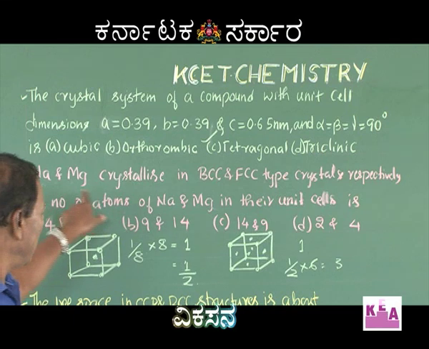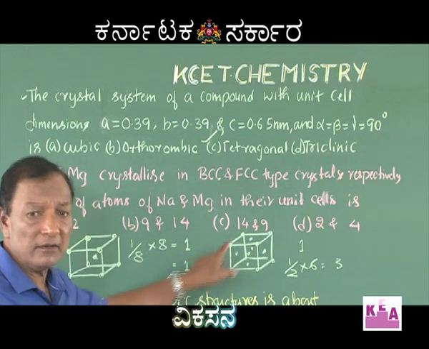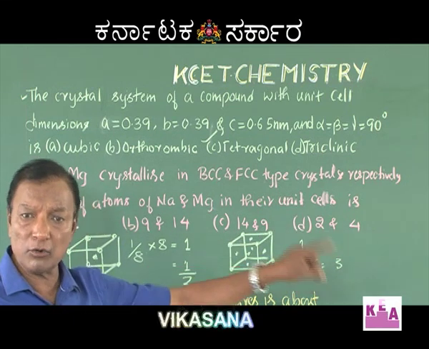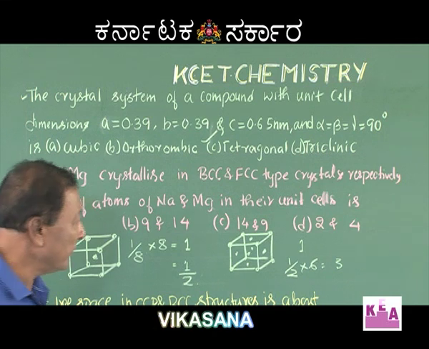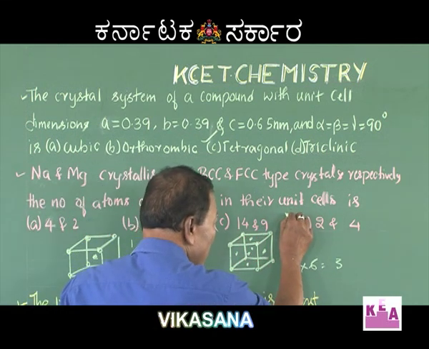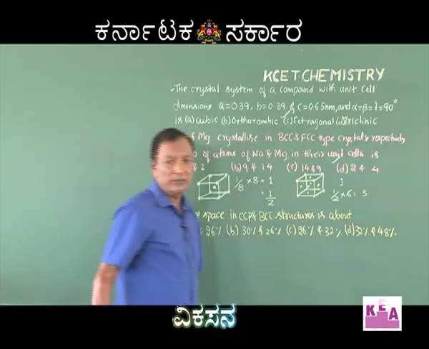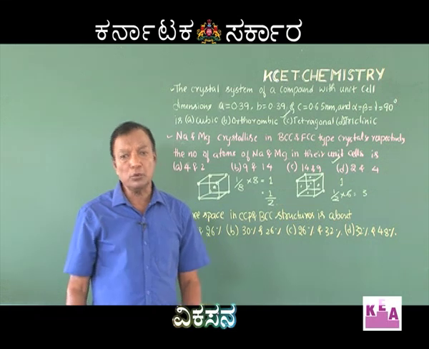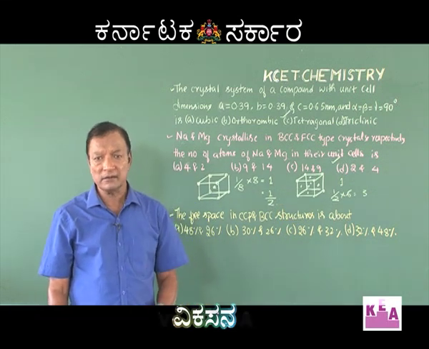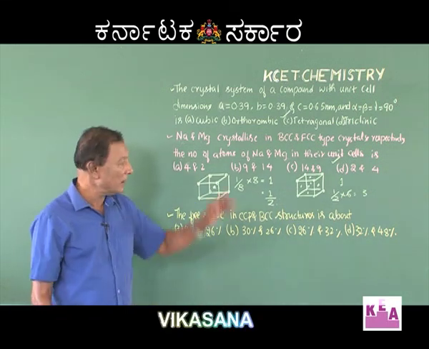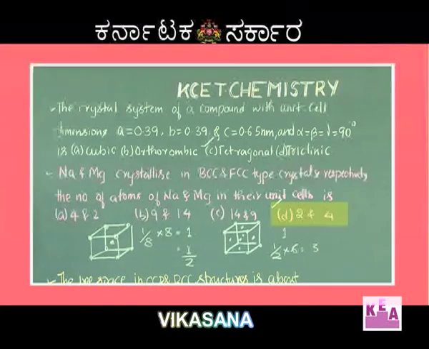Thereby, Na carries 2 particles and Mg carries 4 particles in its unit cell, and there we can easily go for the option 2 and 4, that is the D. This way the particles can be worked out.